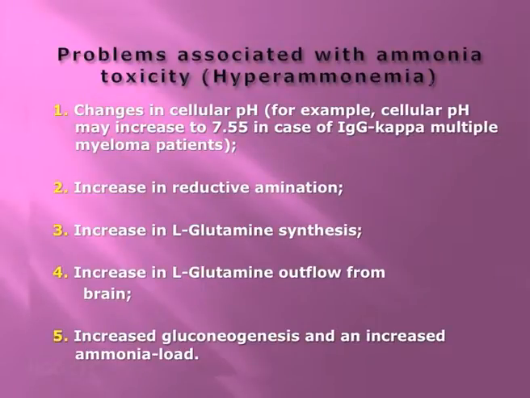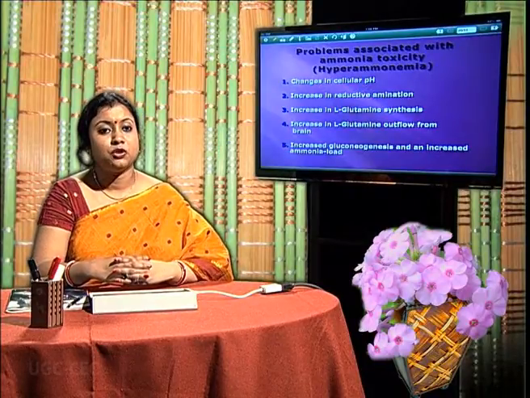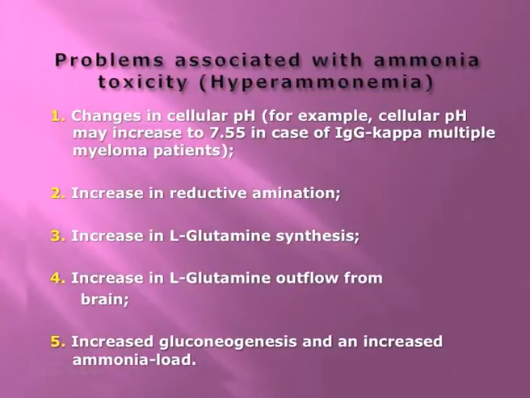Now, accumulation of excess ammonium ion in blood causes hyperammonemia. The problems associated with hyperammonemia are as follows: changes in cellular pH, increase in reductive amination, increase in L-glutamine synthesis, increase in L-glutamine outflow from brain, and also increased gluconeogenesis, thereby increasing the ammonia load further. Now first I will discuss in detail each of the problems.